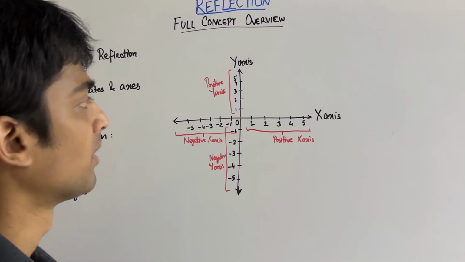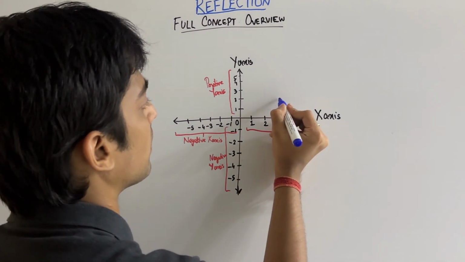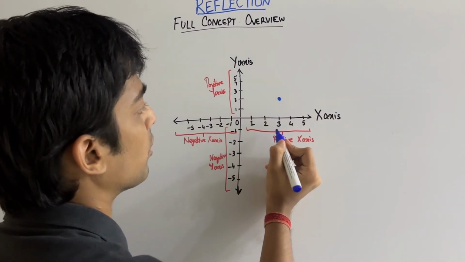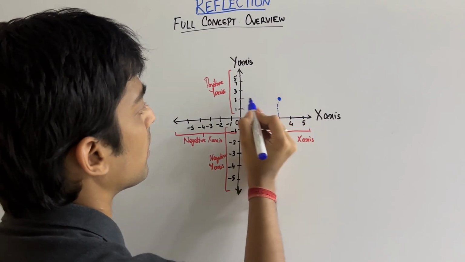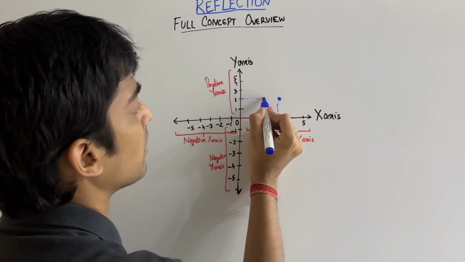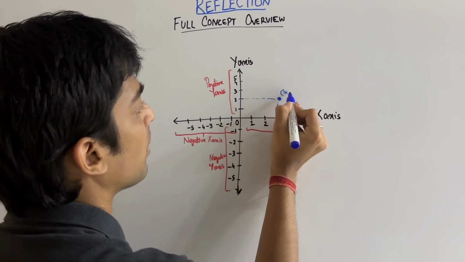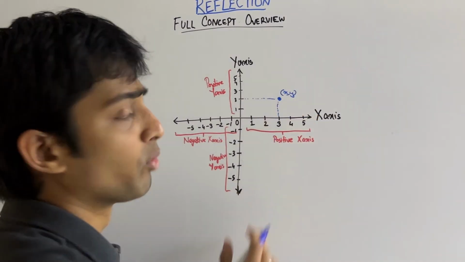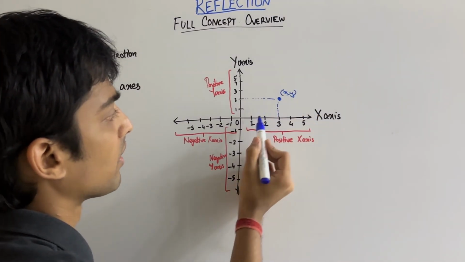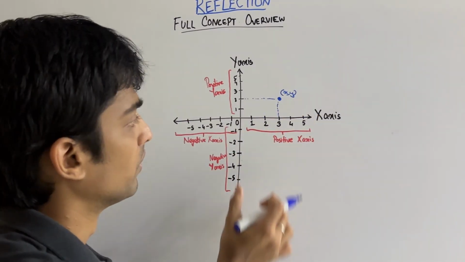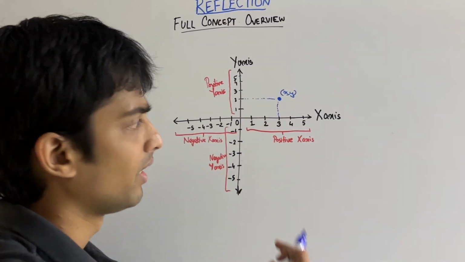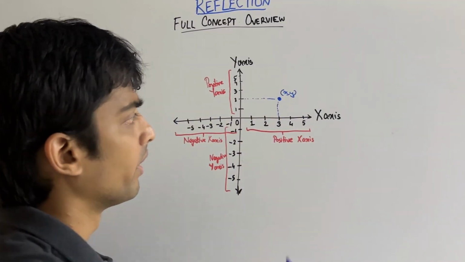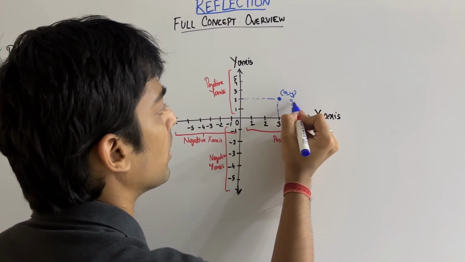Now let's take a point here. Now this coordinate will be, so we have to see, it's always x comma y. We have to first see what is the x coordinate, what is the distance from the origin, which is 3. And what is the height? Height is 2. So the coordinate will be 3, 2.